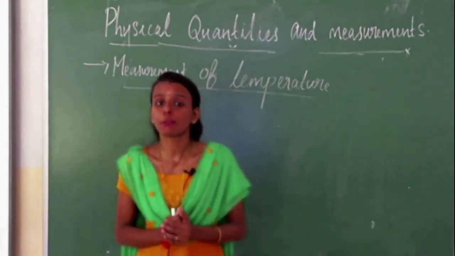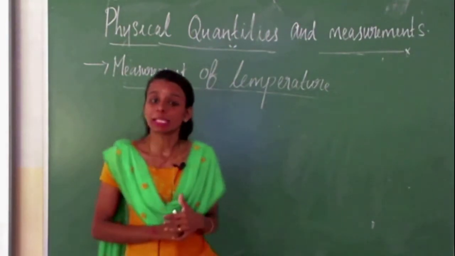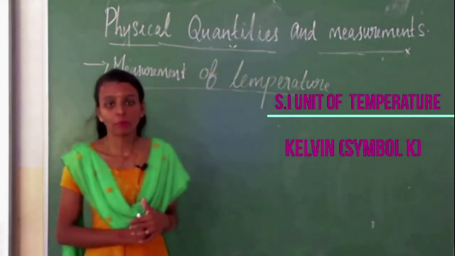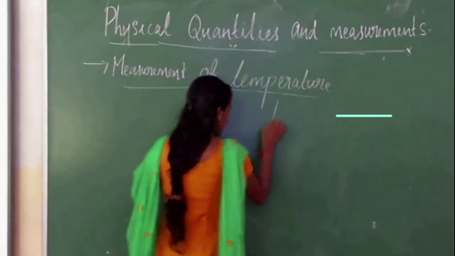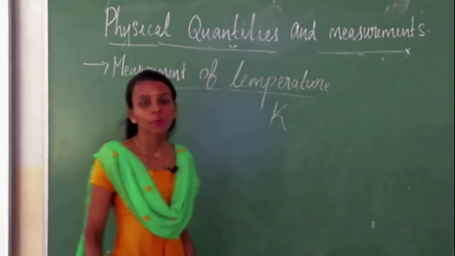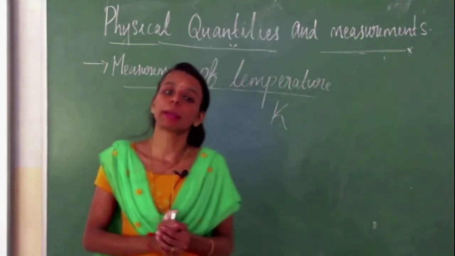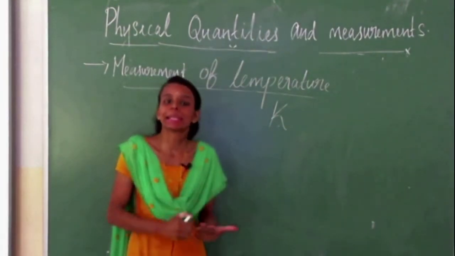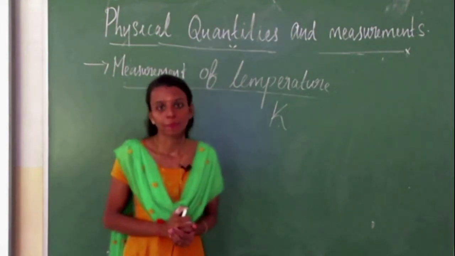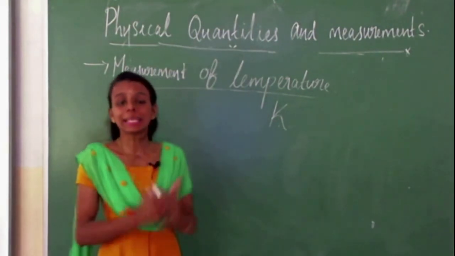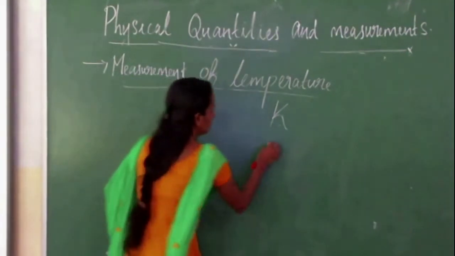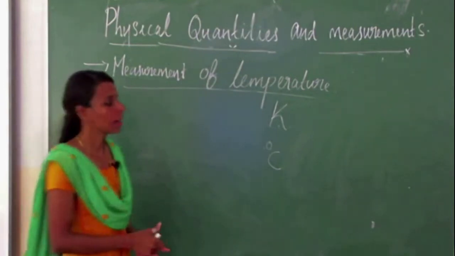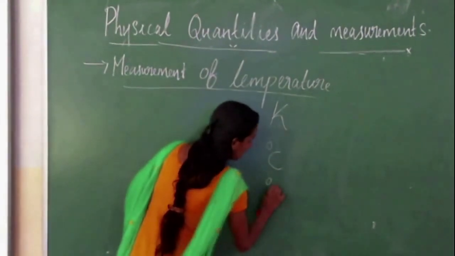The SI unit of temperature, we already discussed that one. What is the SI unit of temperature? Kelvin. In shortened form, we write it as capital letter K. There are two more units of temperature we will use. They are degree Celsius and degree Fahrenheit.